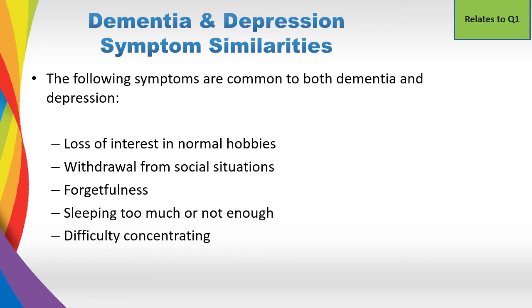When we think about dementia, we looked at some of the symptoms previously, and here are some of those symptoms that are common to both dementia and depression. Loss of interest in normal hobbies, withdrawal or not wanting to join in social situations, being forgetful, so having memory lapses, sleeping too much, sleeping not enough, having difficulty concentrating on tasks.